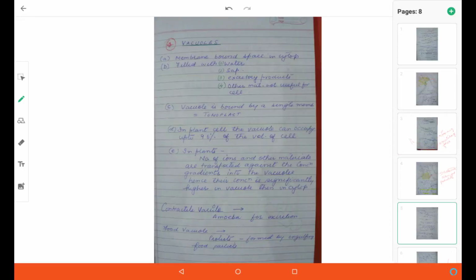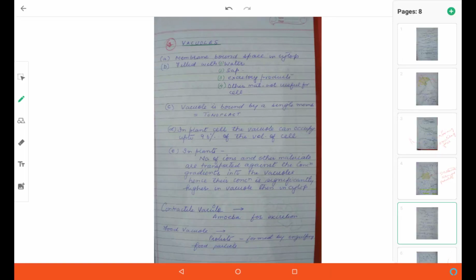Now, vacuoles. Vacuoles are also membrane-bound organelles. In fact, they are single membrane-bound. Their membrane is called a tonoplast. They are filled with water. They may be filled with some sap or some excretory products or other material which is not useful for the cell.